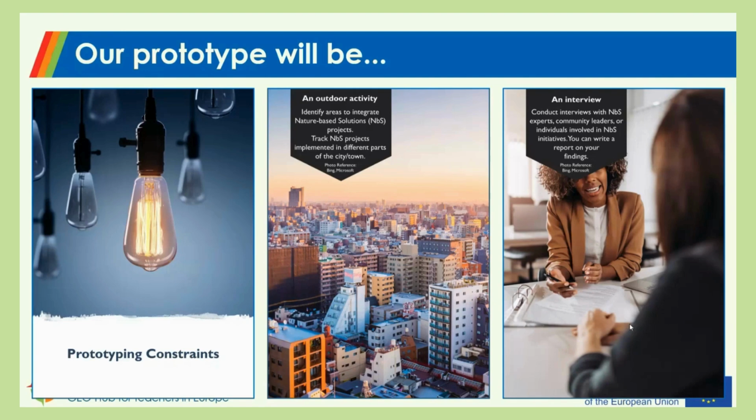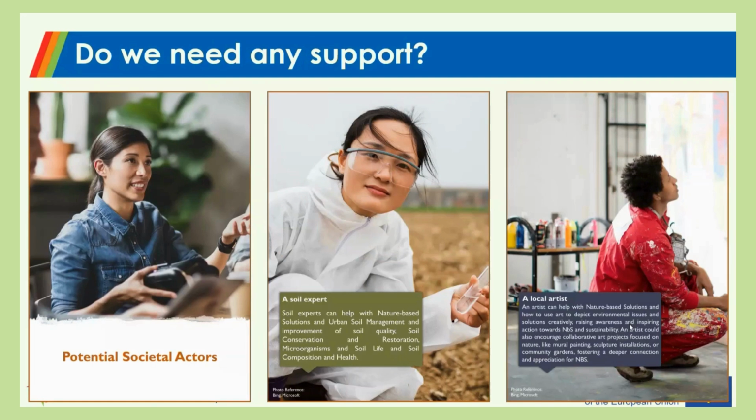It might be an outdoor activity and go outside and collect data, take photos of some potential areas for nature-based solutions implementation. They can conduct an interview with NBS, nature-based solutions experts, with community leaders, etc. And after they have finalized their prototyping ideas, they can combine different prototyping ideas. They should identify potential societal actors.